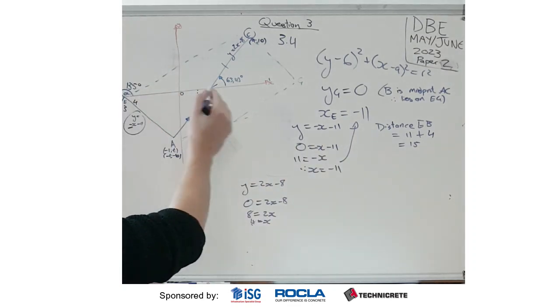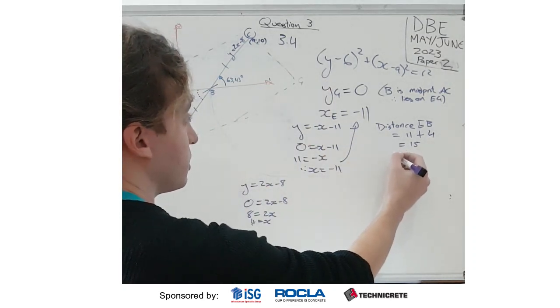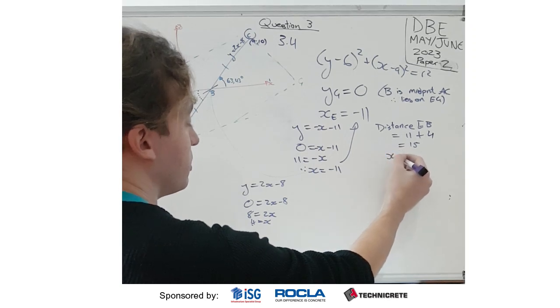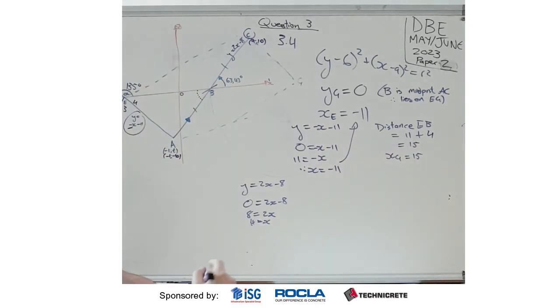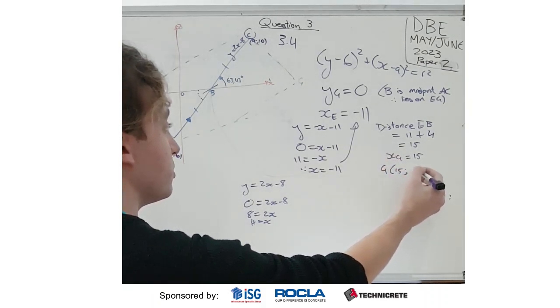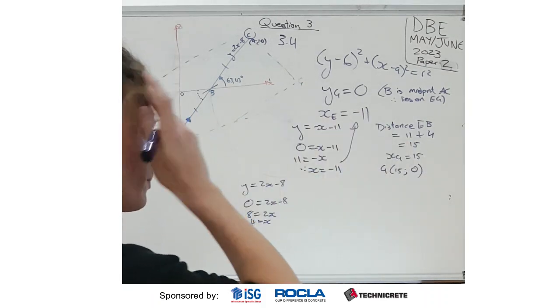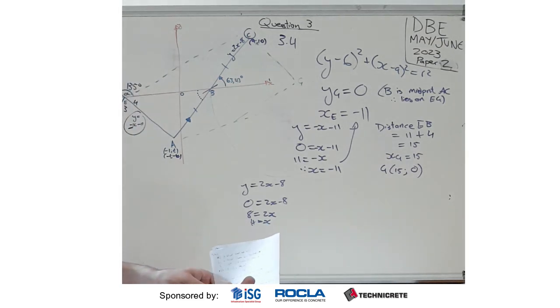So this value should be 15, so that value should be 15. So the x of G should be 15. So G should be 15, 0. Alright, hope you're keeping up so far. I'll let that sink in a bit.